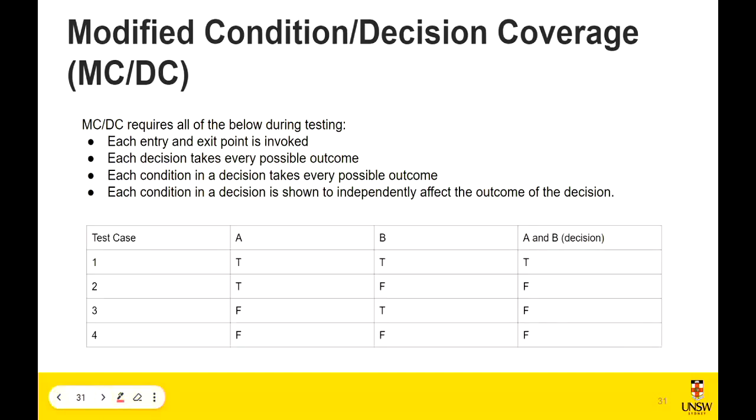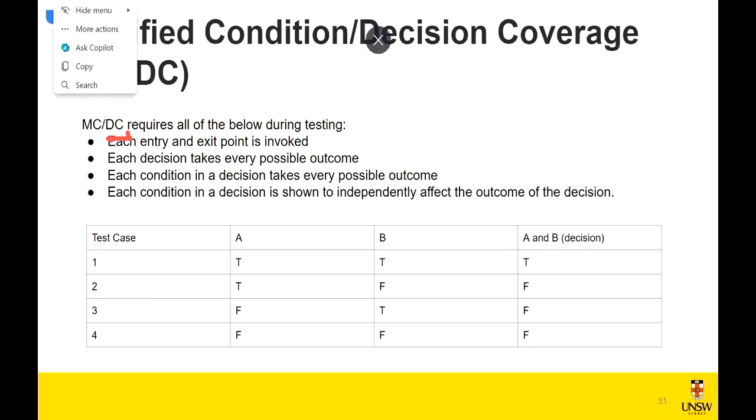Let's reuse the example of A and B. This is the truth table for the conditions and the decision here. Let's see why it satisfies the 4 requirements of MCDC. First, each entry and exit point is invoked. We don't need to care about this in this case. And second, each decision takes every possible outcome. This is also quite clear because we can see that A can take the value of both true and false.